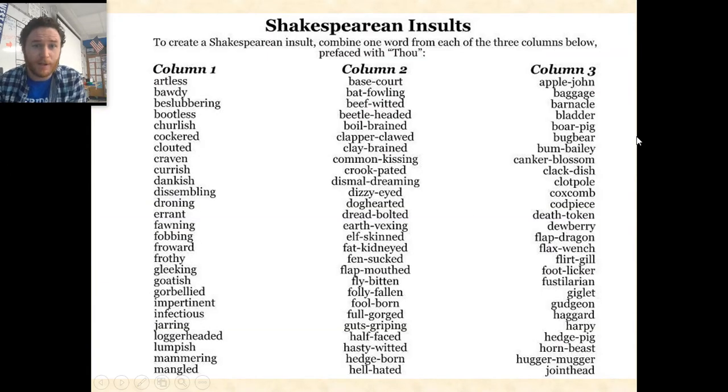Shakespearean insults are kind of fun here. Pause the video. See if you can preface this with thou. Combine one word from each of the 3 columns and tell your little brother or sister what you think of them. There's no bad words here.